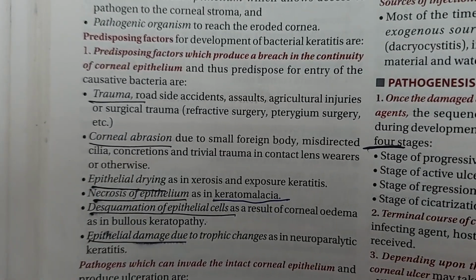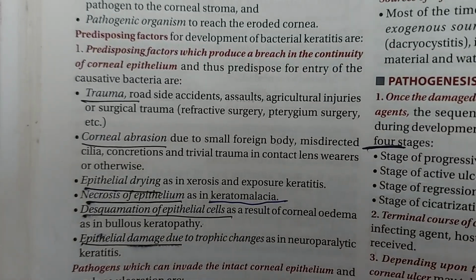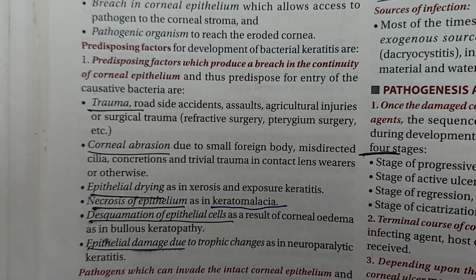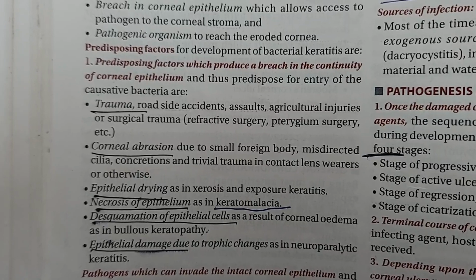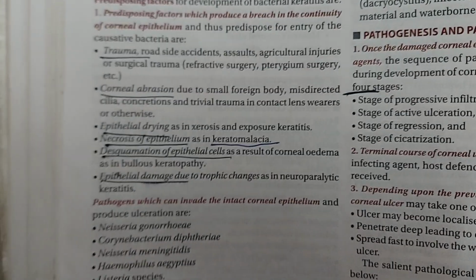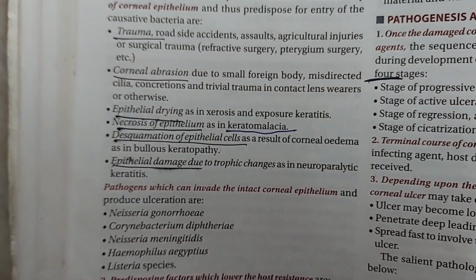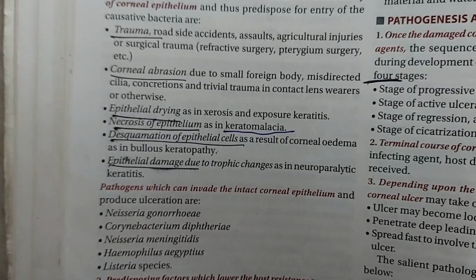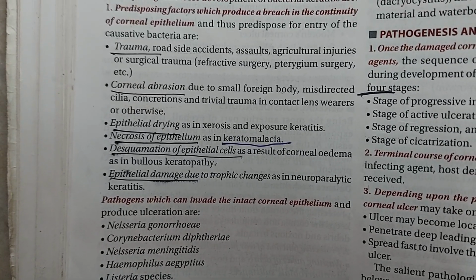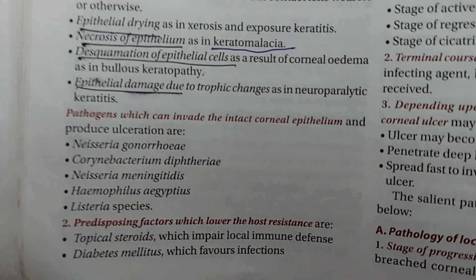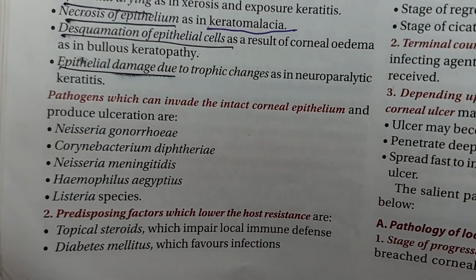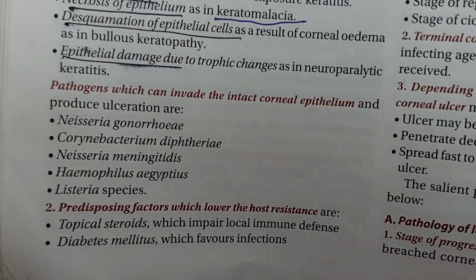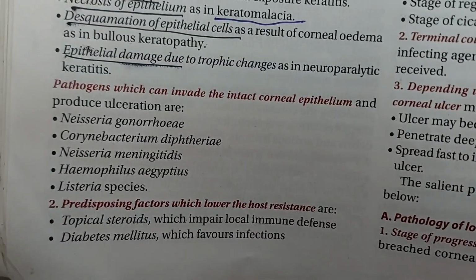We may not remember each and everything, but remembering at least 3 or 4 is enough, like trauma, corneal abrasion, epithelial drying, necrosis of epithelium. Okay, next, pathogens. There are some pathogens which can invade the intact corneal epithelium, meaning the above predisposing factors are not necessary for these bacteria to invade. They are Neisseria gonorrhoeae, Neisseria meningitidis, Corynebacterium diphtheriae, Haemophilus aegyptius, Listeria species.